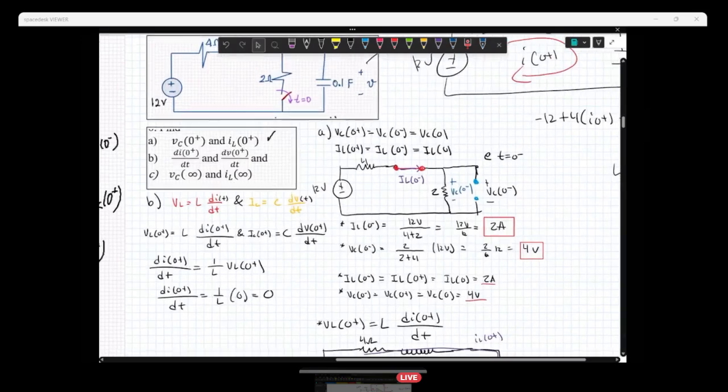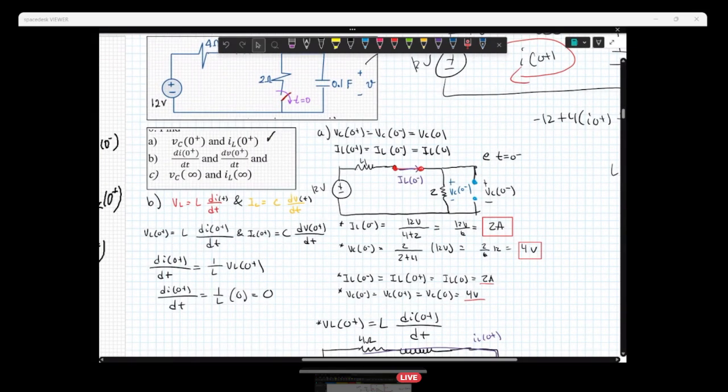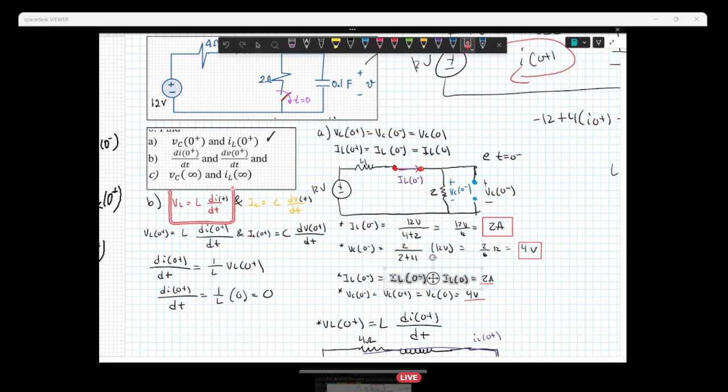Okay. So I do KVL analysis because v_L has L di/dt in it, right? It's the voltage of an inductor. So if I find a way to relate the voltage of an inductor with everything else, then I can plug this in and solve for it, right? And the only way to do that is to do KVL or loop analysis, right?